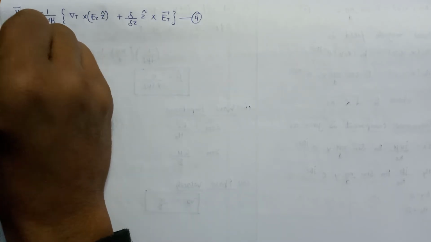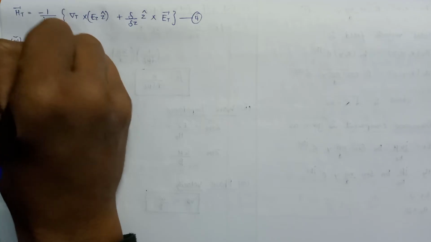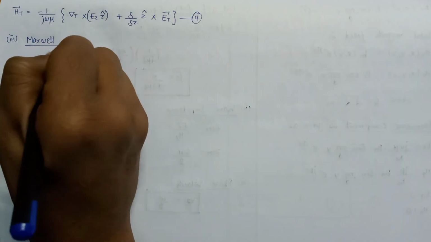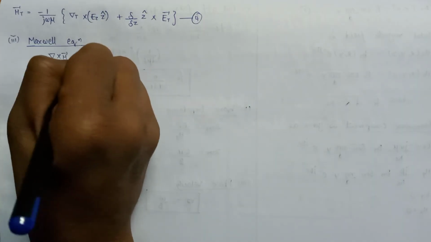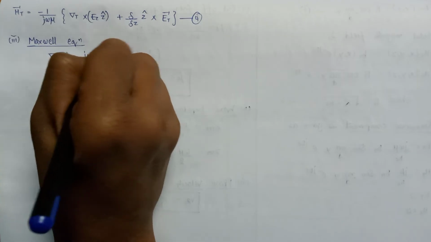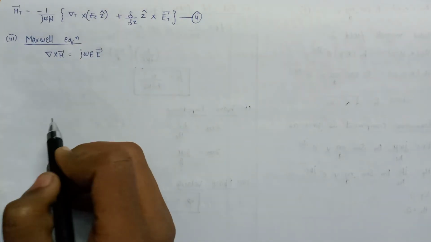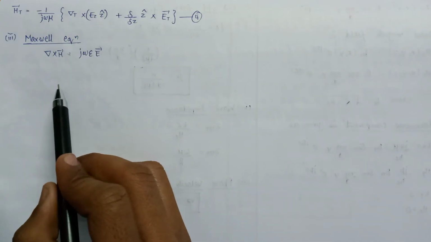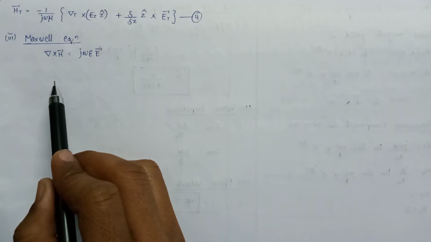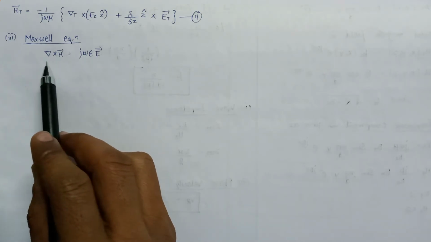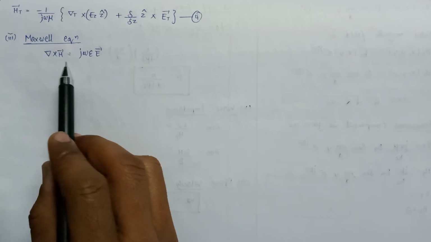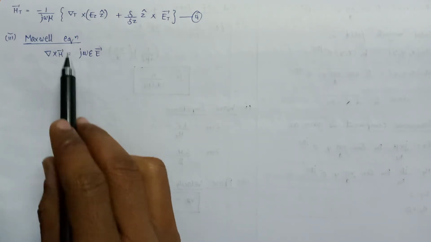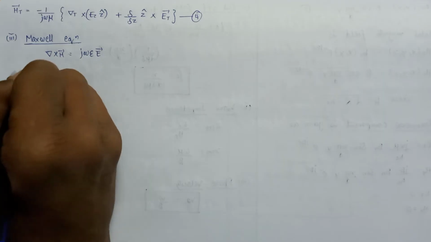And moving on to step number 3, according to Maxwell's equation, we can also say that del cross H equals j omega epsilon into E. Since we have evaluated the previous expression from del cross E equals minus j omega mu H, here is another expression, del cross H equals j omega epsilon into E. So similarly, from this expression we can find the value of ET.